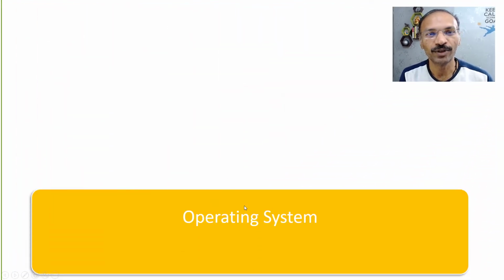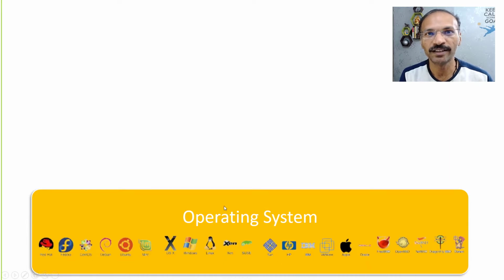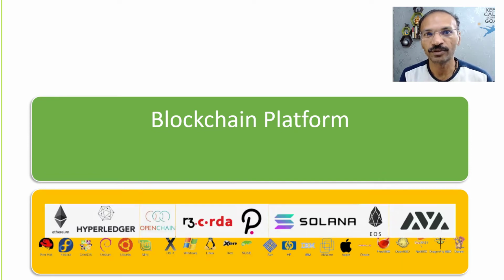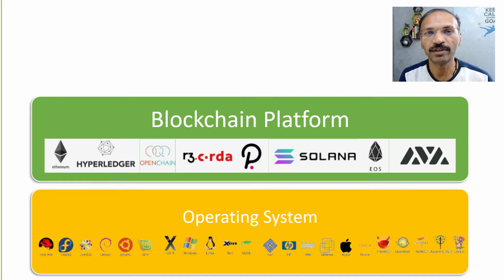First, you have your operating system. This could be Windows, Linux, Ubuntu, or any other operating system available in the market. But most of the blockchain applications are running on Ubuntu or Linux-based operating systems. And on top of this operating system, that is where you have your blockchain platforms. These blockchain platforms include Ethereum, Hyperledger, OpenChain, Solana, EOS, and Corda. There are more than 35 blockchain platforms available as of today.